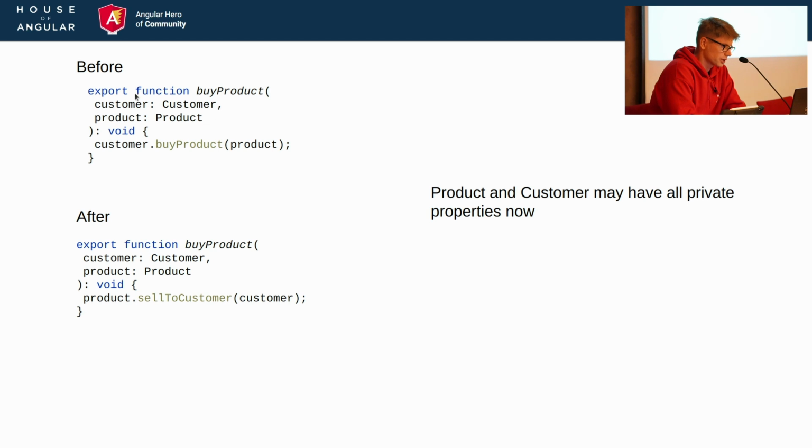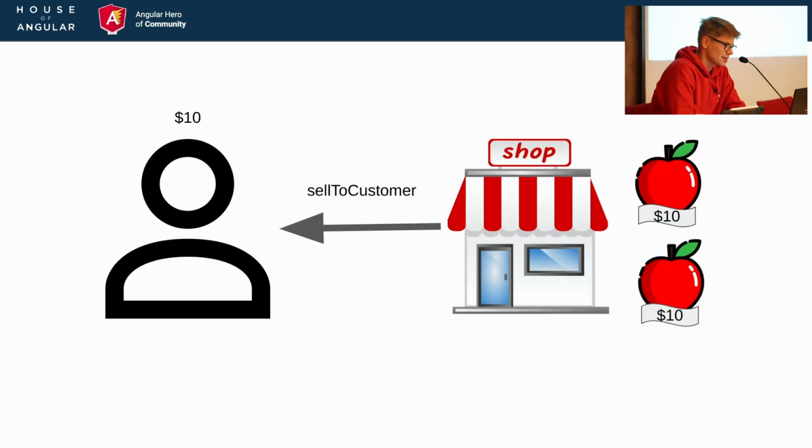So our application will look a little bit different. Now, instead of calling buyProduct on a customer, we switch to calling sellToCustomer on the product. And by this time, as we are not exposing any properties from the product, we can make all those properties private. I will not do it now, because I want to show you more examples.